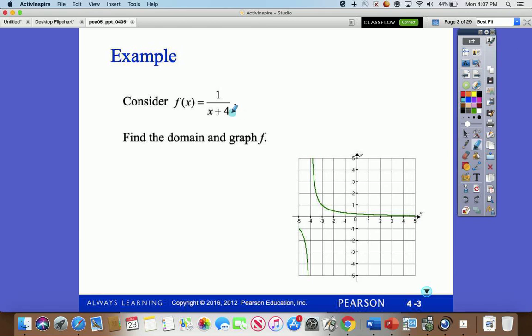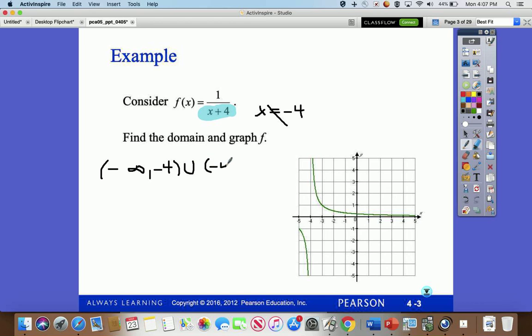Well, we already know that for a domain restriction, we look in the denominator. So what would make this denominator 0? Negative 4 would make this denominator 0, so x cannot be equal to negative 4. So the way that we're going to write this in MyMathLab is with interval notation. Negative infinity to negative 4, union negative 4 to infinity.